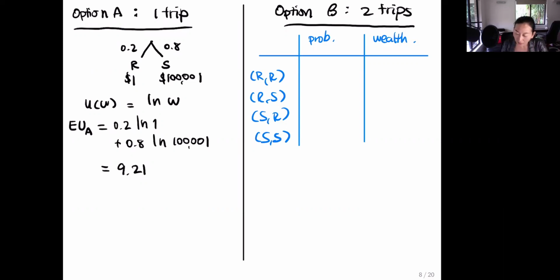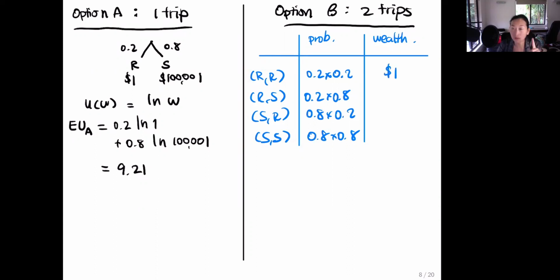So let's work on this together. We know that there are 4 possible events, right? Rob-save, rob, or save, right? And each, so rob-rob probability would be 0.2 times 0.2, right? Rob-save would be 0.2 times 0.8. Save-rob 0.8 times 0.2. Save-save 0.8 times 0.8.